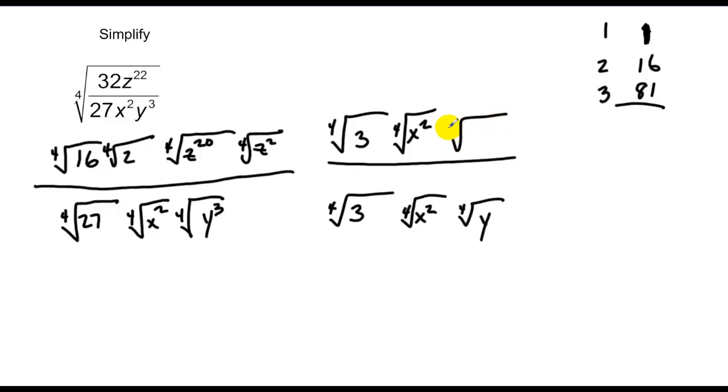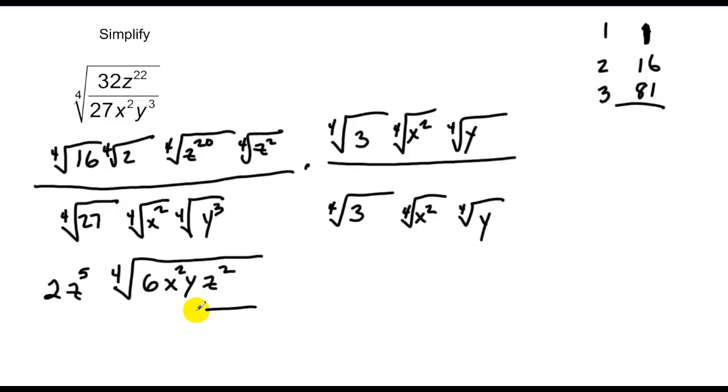So let's go ahead and do that. And in this case, I'll start pulling all my perfect fourths out. Fourth root of 16 is 2. Fourth root of z to the 20th is z to the 5th. None of these are perfect fourths, so I multiply what's left. That's the fourth root of 2 times 3, which is 6. Use my x term first, my y term second, and my remaining z term over.